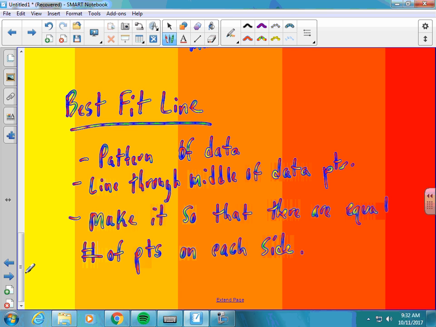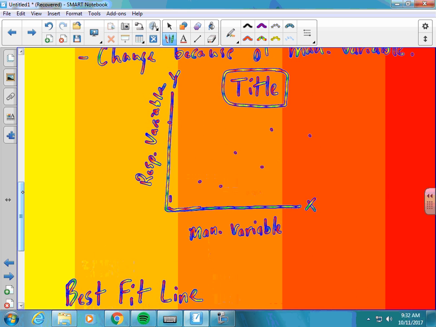So if I have that data like I have up in the graph, I see that the data seems to be following this path here. What I would probably do if I had my graph in front of me, I might take a ruler, lay it down there, and see, do I have 3 data points on each side? Because there's 6. Yep, that seems to work. And that would be my best fit line.